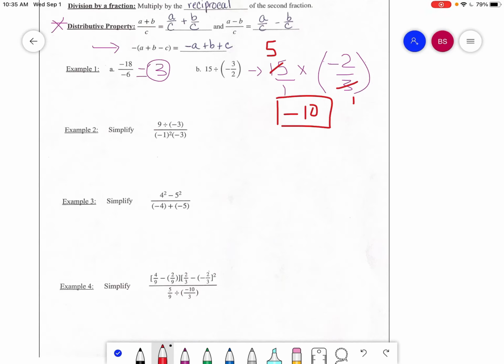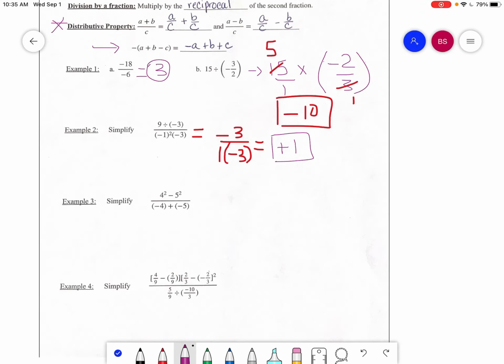All right, next we have a large division bar, and this you want to think of as a grouping symbol. So when you have this situation, and it's all numbers, you want to do the top and then the bottom separately and divide last. So I'm going to do that. 9 divided by negative 3 becomes negative 3. And then I have negative 1 squared, which is positive 1, times a negative 3. So that's going to give me negative 3 over negative 3, which will become positive 1.